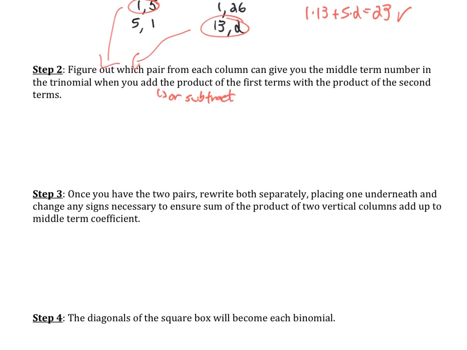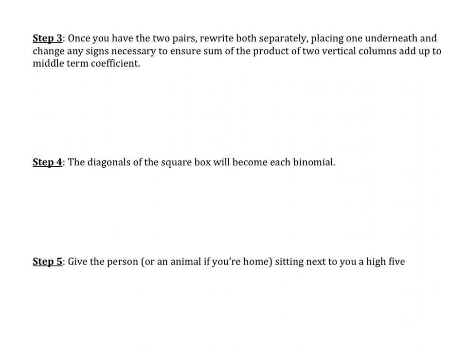So step 3 says once you have the two pairs, rewrite both separately, placing one underneath the other, and change any signs necessary to ensure the sum of the product of the two vertical columns add up to the middle term coefficient. A little bit confusing, but let's just follow this. The two winners were 1 and 5, and 13 and 2. So we place one underneath another. We're always going to place the first terms on the top column and the last terms in the bottom column. So 1 and 5, 13 and 2.